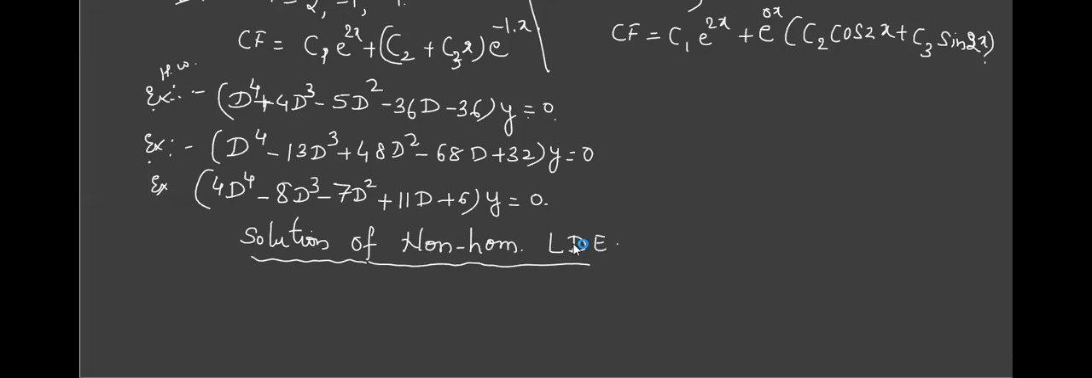Can anybody tell me what is the general format of this? Non-homogeneous means how it will be? You will be having it as f of D into y equal to some phi of x. Am I right? Yes, ma'am. If phi of x is 0, it becomes homogeneous. Now here that means phi of x is 0 or not 0. When you are saying non-homogeneous, it is not 0.